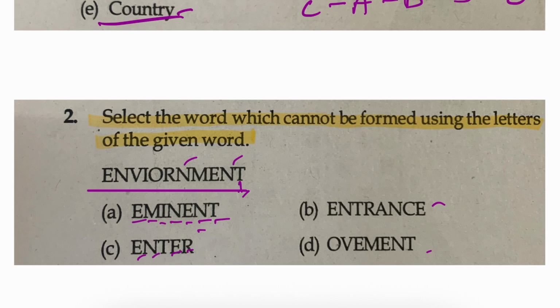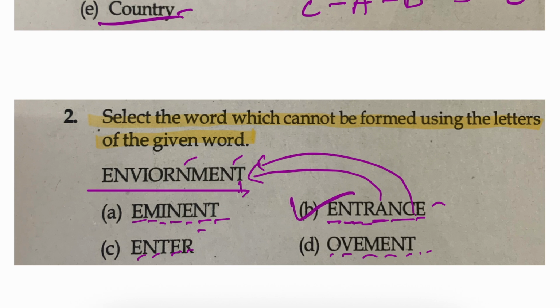So we'll see option B. E is present, N is present, T is present, R is present. But A is not present in this word. N is present, C is also not present in the word, A is present. The other option D, every letter is present. So the answer will be B, because this word can't be formed using these letters.